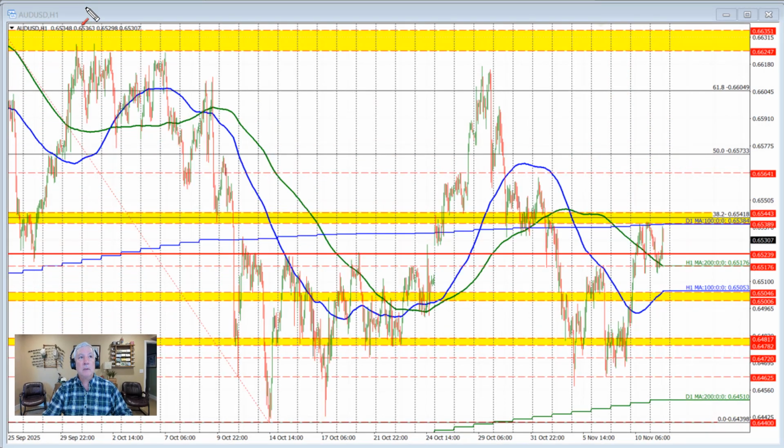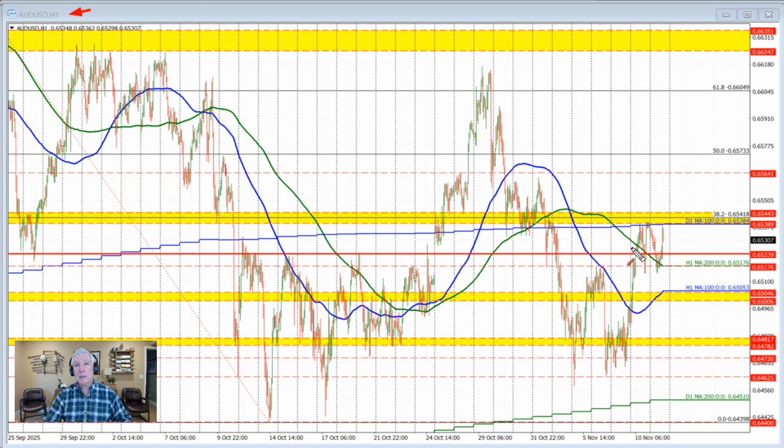So we'll again focus on the hourly chart, and what you can see is that the price action started the day near the 100-day moving average. That's this blue line right here, also near the swing area right here. We actually tried to move above it in the last few hours of trading yesterday and into the Asian session, but couldn't do it, and then we rotated all the way to the downside.